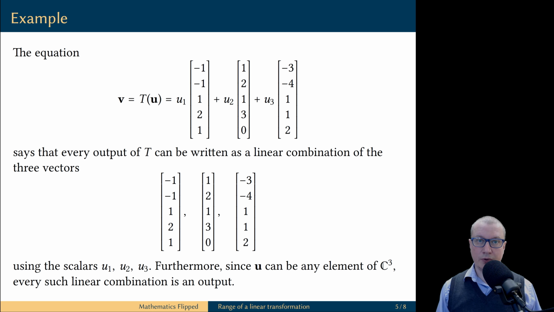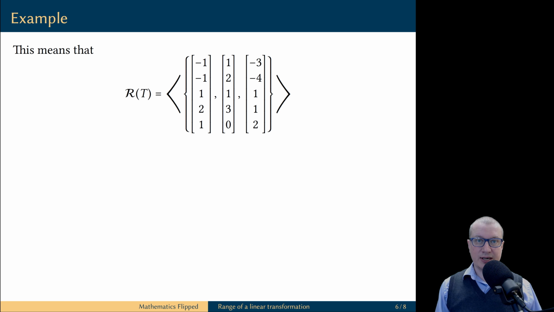This means the set of all possible values of t is the set of all possible linear combinations of these three fixed vectors. But this is precisely the definition of a span. Therefore, the range of this linear transformation is equal to the span of the set of these three vectors.